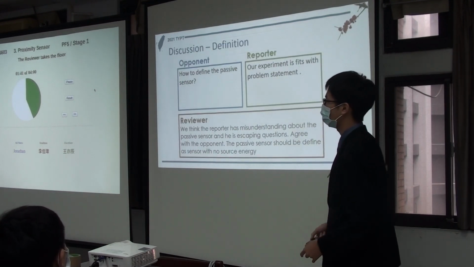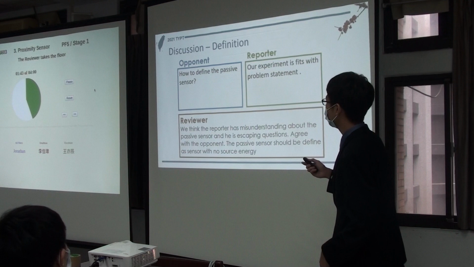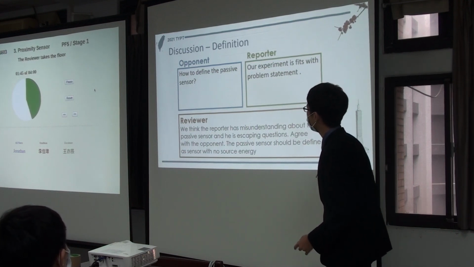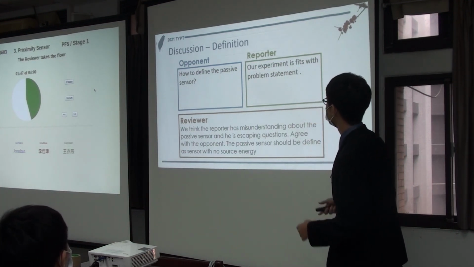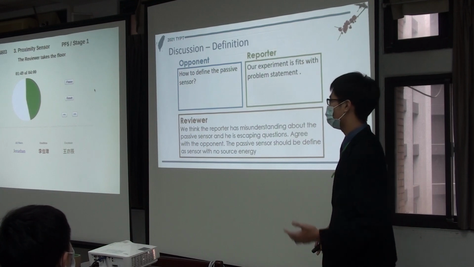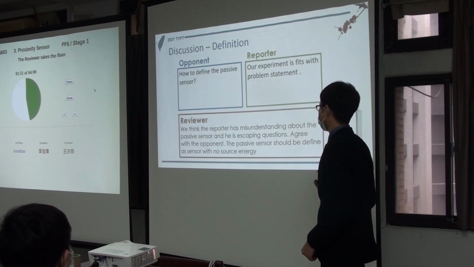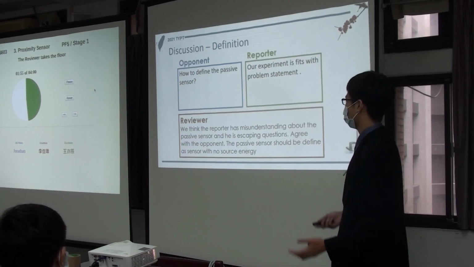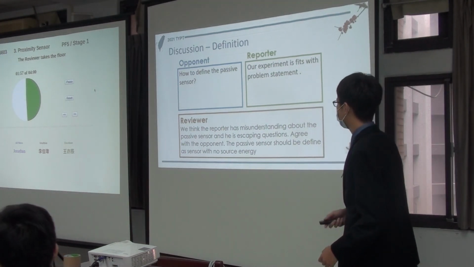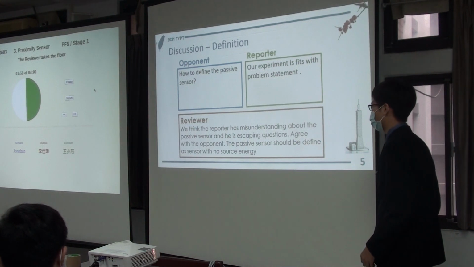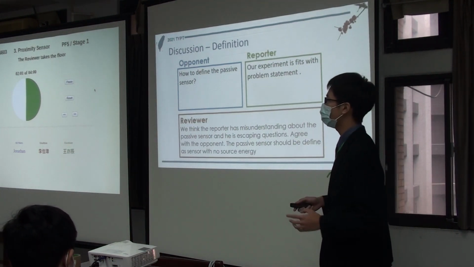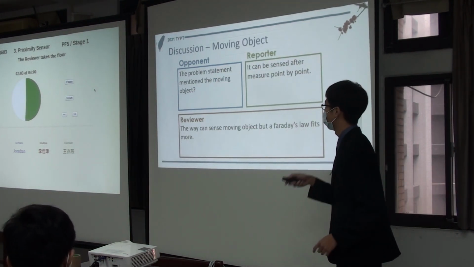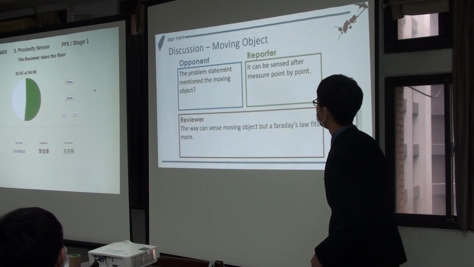Then this is the discussion between the reporter and the opponent. First, the opponent asks how to define the passive sensor, and the reporter says our experiment fits with the problem statement. But the reviewer believes the reporter has a misunderstanding about the passive sensor, and he is escaping questions. So we agree with the opponent very much. The passive sensor should be defined as a sensor with no stored energy, which is very important, and the problem statement has mentioned it.